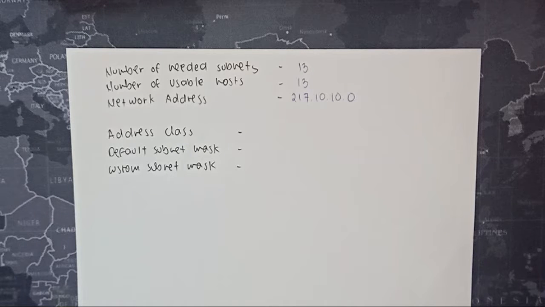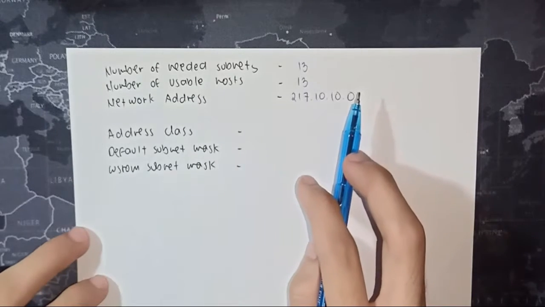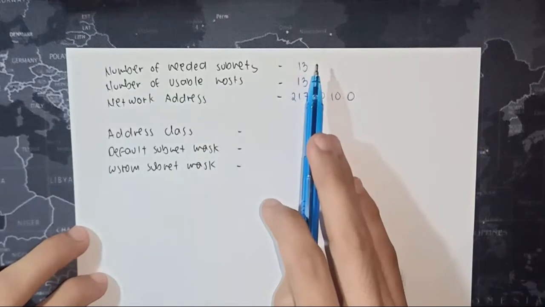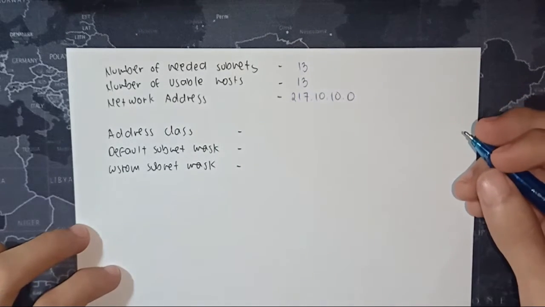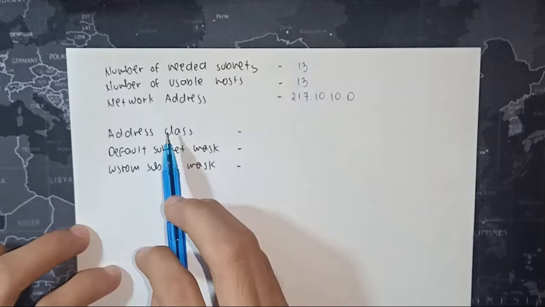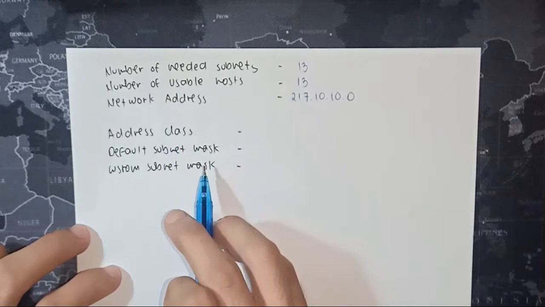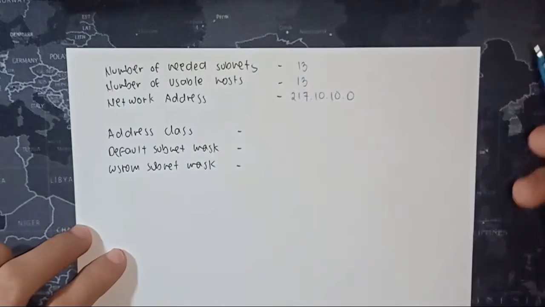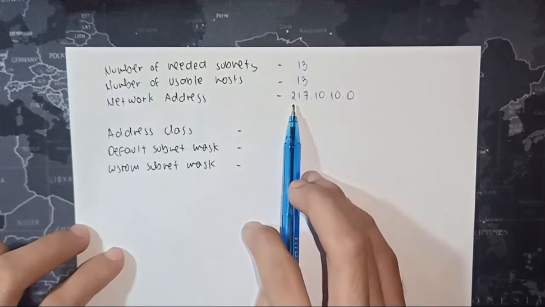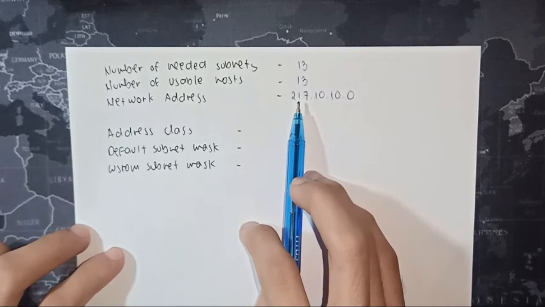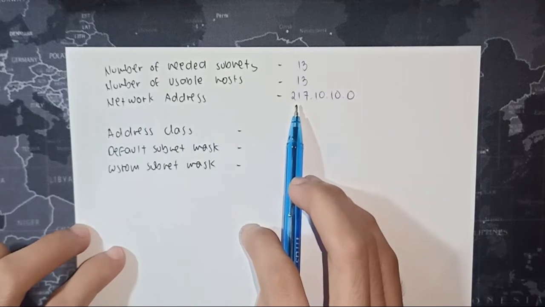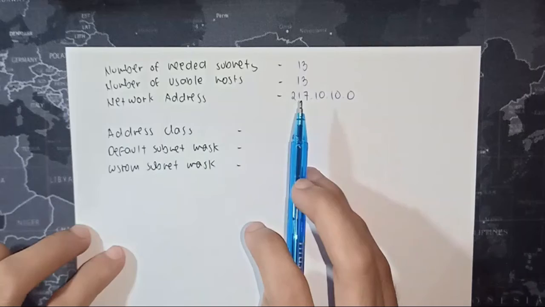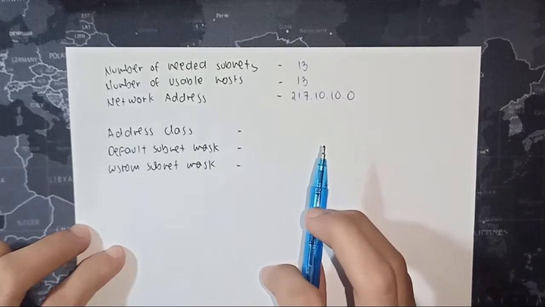We are now going to get the custom subnet mask of this network address with the given number of needed subnets and the number of usable hosts. But before that, we are going to first get the address class and the default subnet mask for an easier way. Since the first octet of our network address is 217, it is in the range of class C, which is 192 to 227.